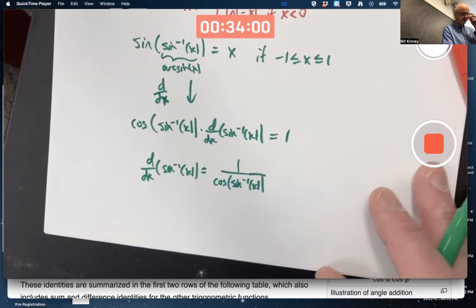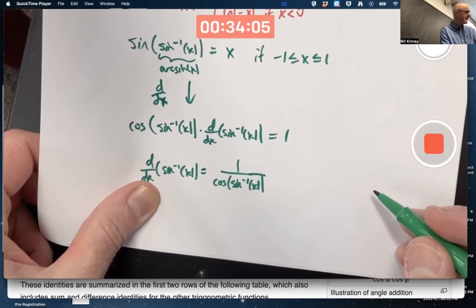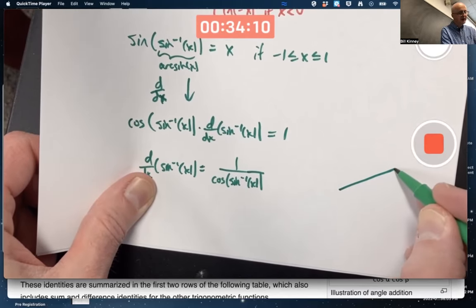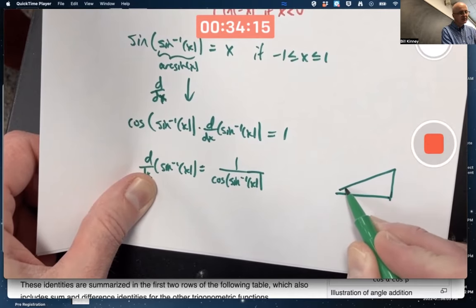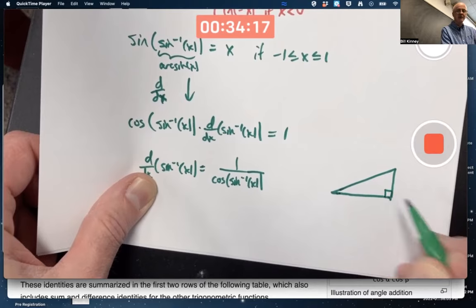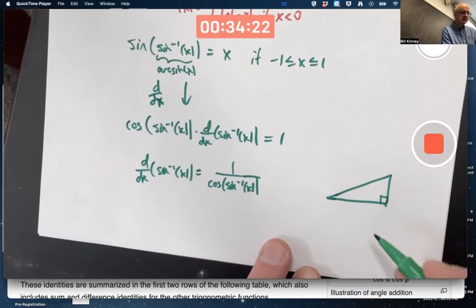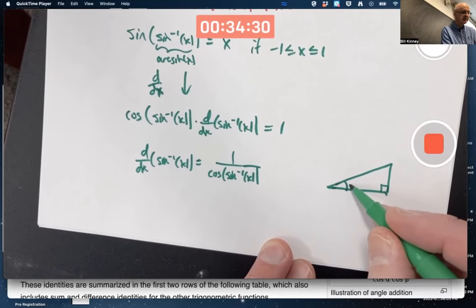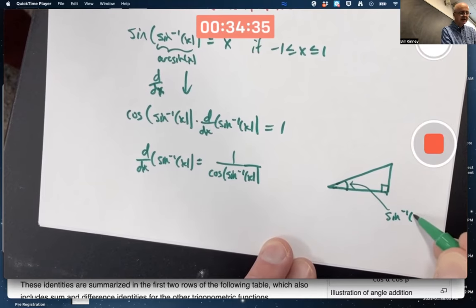How? You can use trigonometric identities. You also can think about it in terms of a right triangle if you like. It's a natural thing to do. It's not really a proof because we're just drawing a picture here, but let's imagine a right triangle. And let's imagine we're thinking about this angle in this right triangle. And let's pretend this angle right here is inverse sine of x. Can I do such a thing? Sure.